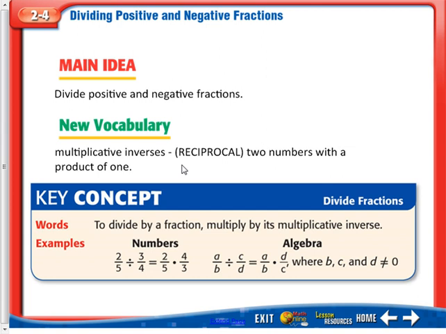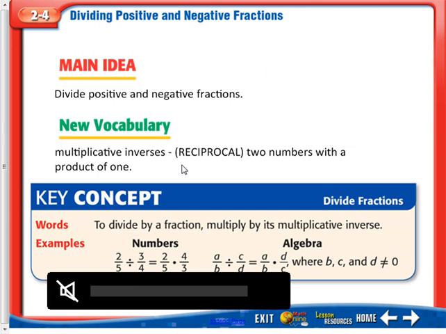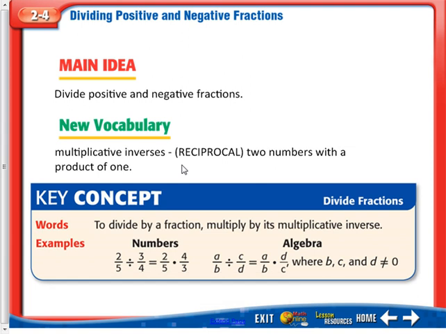In lesson 2-4, we're going to divide positive and negative fractions. In order to divide, we actually don't divide fractions. What we do is we multiply by the inverse or the reciprocal. Reciprocal is the two numbers with a product of 1.